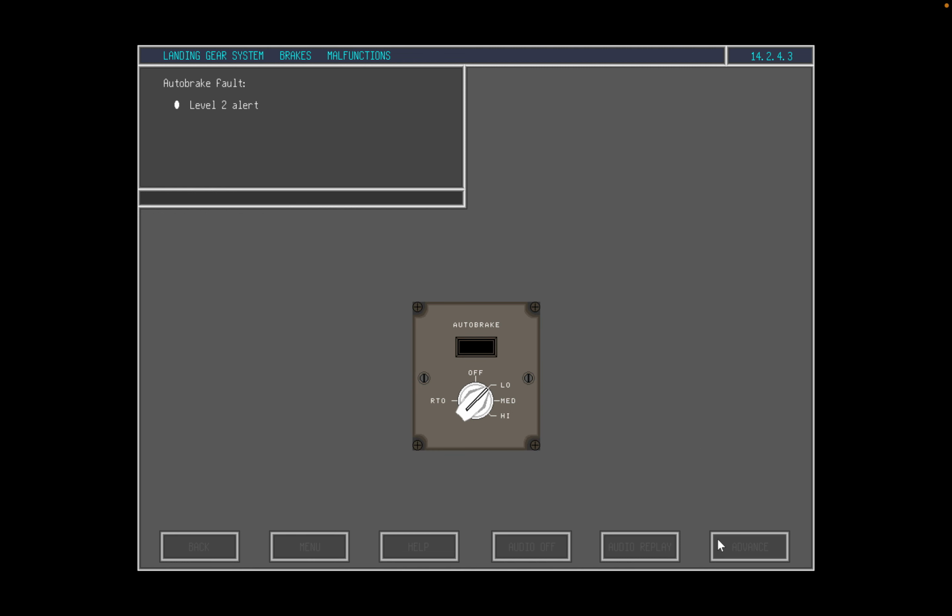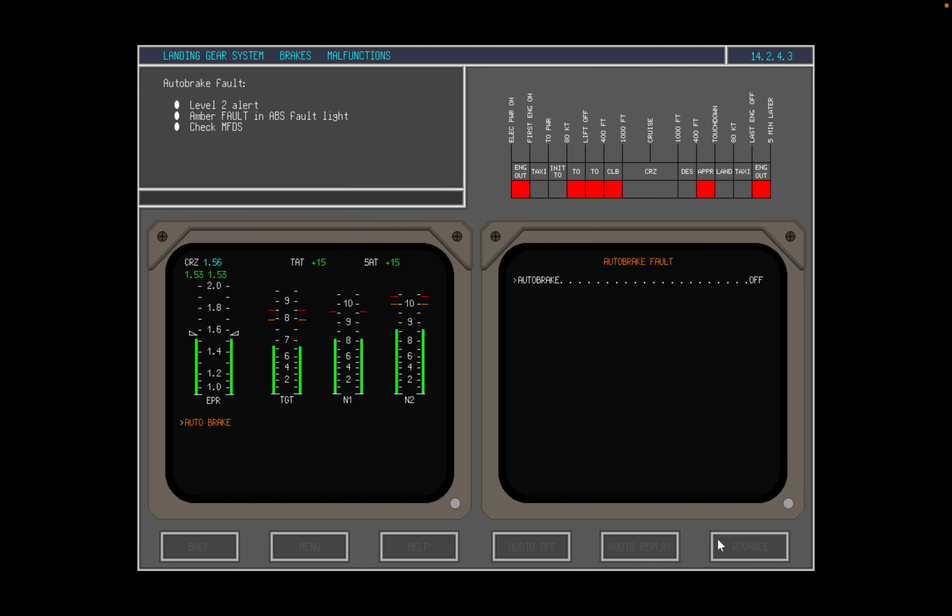The last malfunction that we shall discuss concerns the automatic brake system. If a fault occurs in the ABS, a level 2 alert occurs. An amber fault indication also appears in the auto brake fault light. Check the MFDS to verify the alert and for the correct procedure. Please note the alert inhibitions for this malfunction.